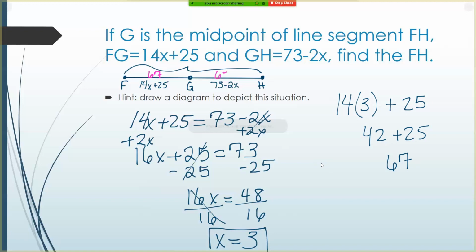67. So if I'm asking you to find the entire distance, what are you going to do with the 67? Add them together. So 67 plus 67 tells you that the length from F to, not G, to H equals 67 times 2, which is 134. So line segment FH has to equal 134.